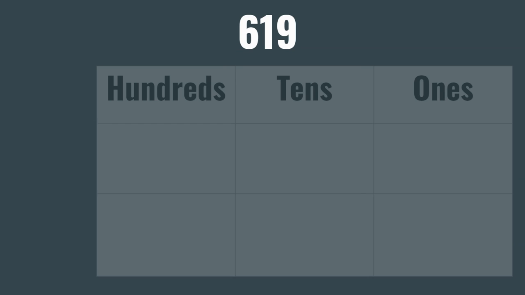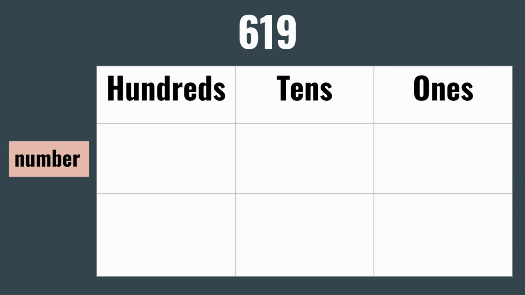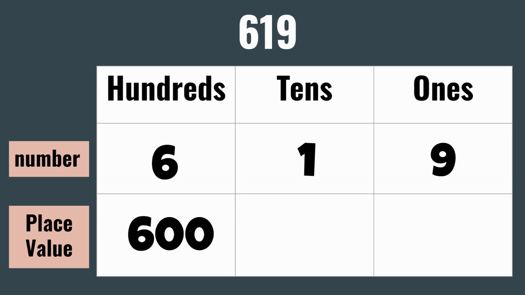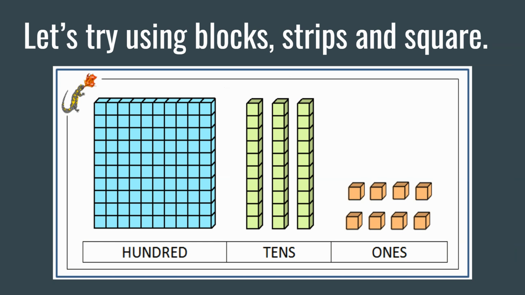Now 619. First, split up the three-digit number into 3, so it will become 6, 1, and 9. Now 6 is in the hundreds place, so it will become 600. 1 is in the tens place, it will become 10. And 9 is in the ones place, it will stay 9 in the place value.